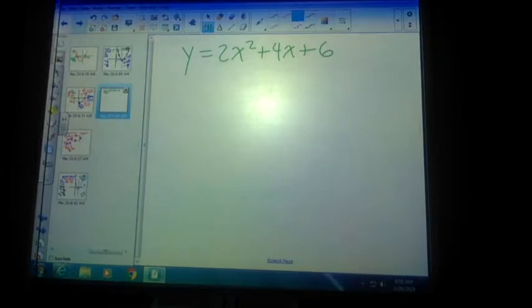Now, things that might be sticking out is I have a GCF of 2 on all of these. They could be factored, and that's all great. Does this parabola open up? Why? The a value is positive. Okay.